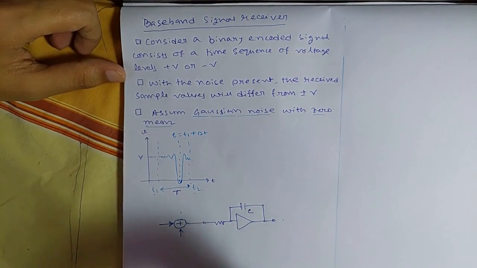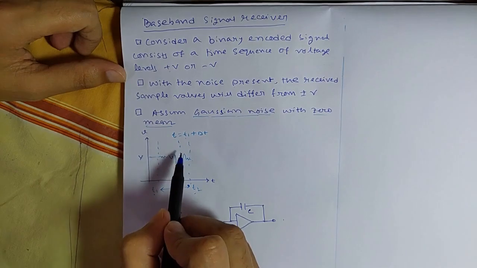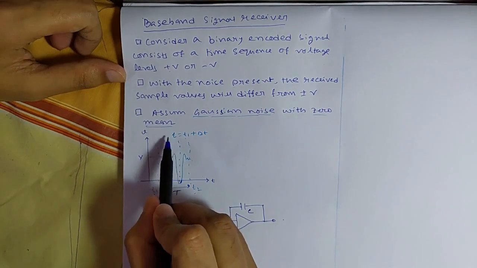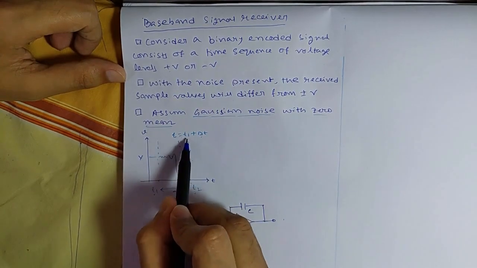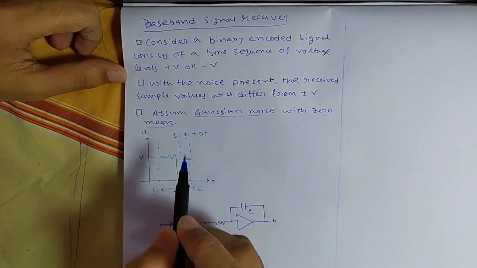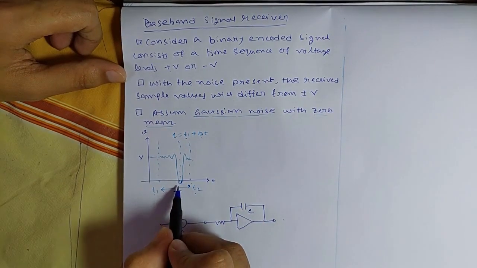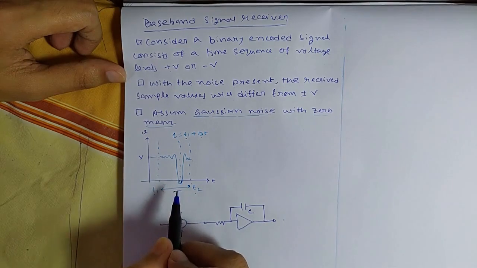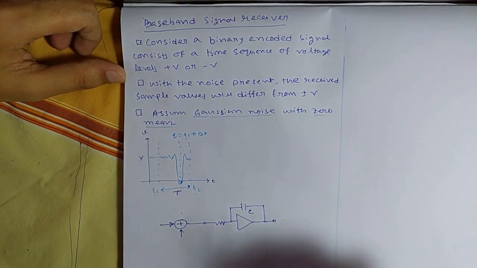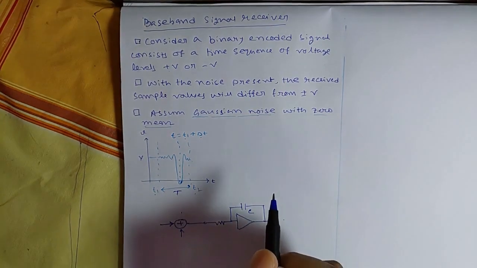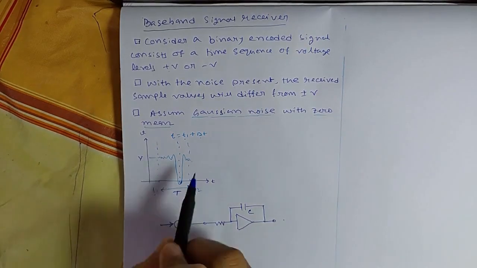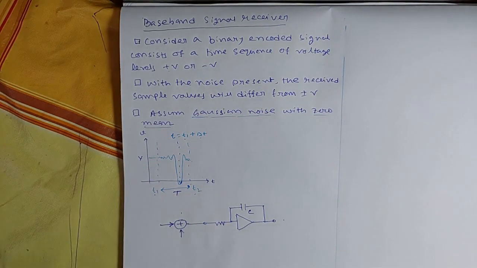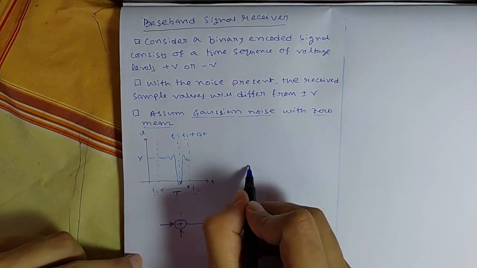So in this case, if I take a sample at t equal to t1 plus delta t, the sample value will be negative. As a result, an error will occur, and that should be avoided. Now to reduce this kind of sampling error, and to determine the actual sampling time, we use filters. We use filters in communication systems.